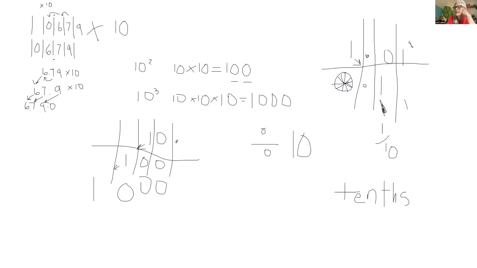So when you times by 10, the numbers move to the left. When you divide by 10, they move to the right.